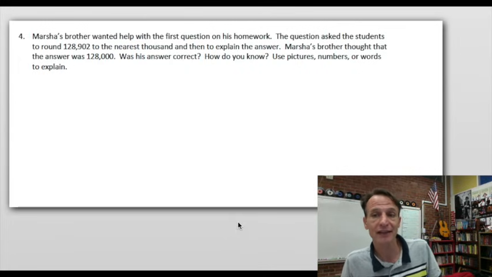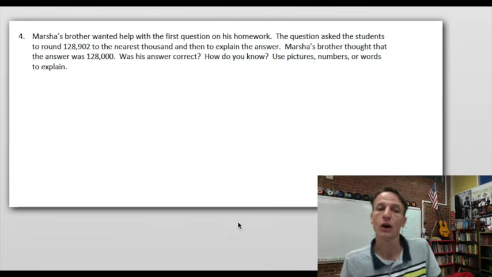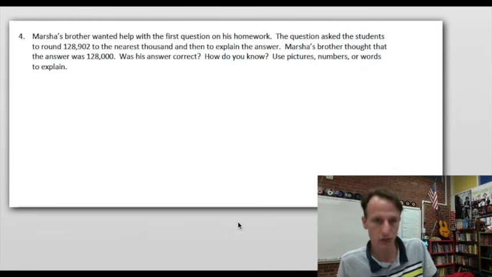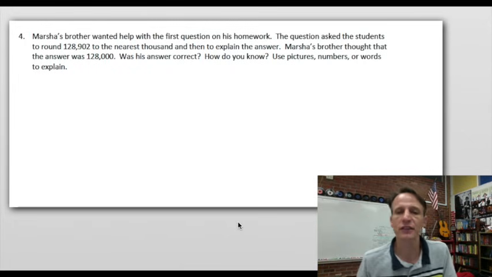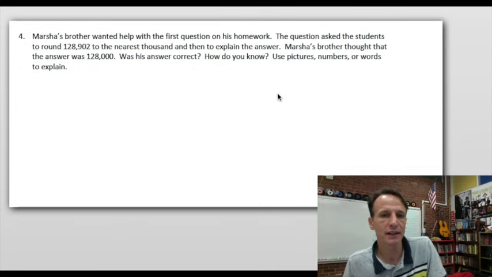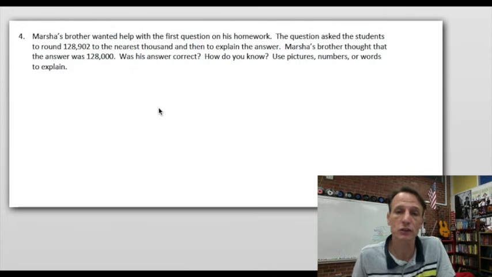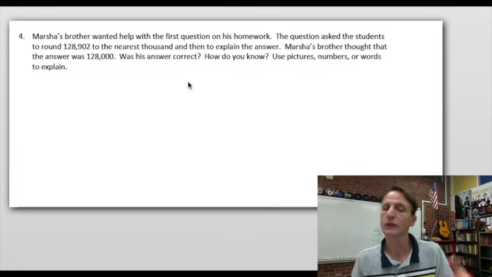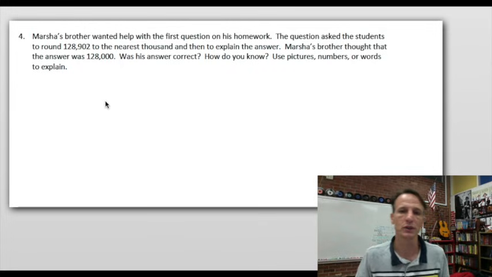The question asked the students to round 128,902 to the nearest thousand and then to explain the answer. Marsha's brother thought that the answer was 128,000. Was his answer correct? So there's our first question. Was his answer correct? We need to answer that. How do you know? And how do we explain how we know? We can use pictures, numbers, or words to explain.